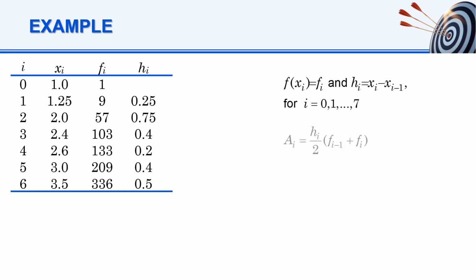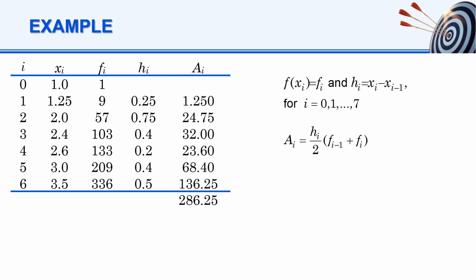The area of a single trapezoid is found from the following expression. After evaluating the areas of the trapezoids, we tabulate the results in the 5th column. The sum of the areas of the trapezoids gives the estimate for the integral, which is 286.25.